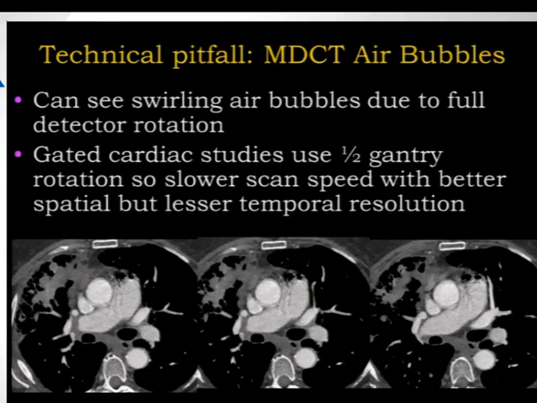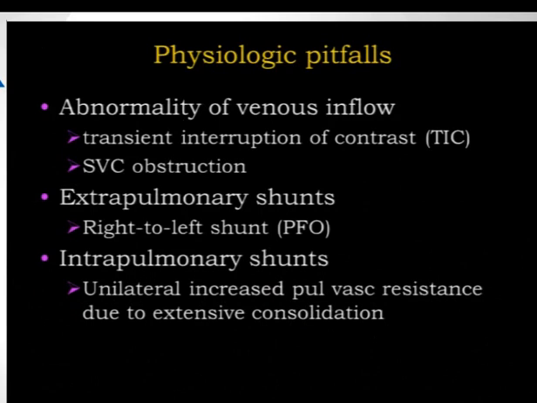If you do not use a gated study, then the detector is a full gantry rotation, and that can lead to this artifact. That can be corrected by gating the study, because that is a half gantry rotation. And at the slower speed, you have a better spatial resolution and less temporal resolution, and that will cure that particular artifact.